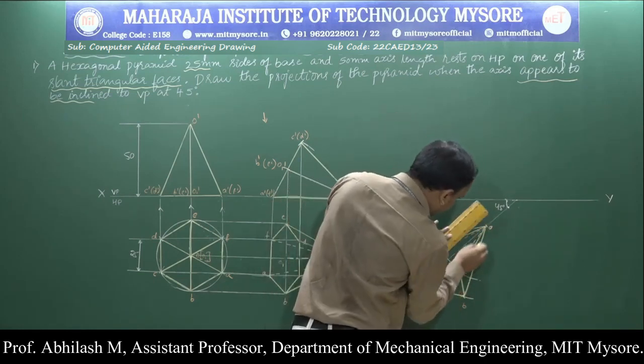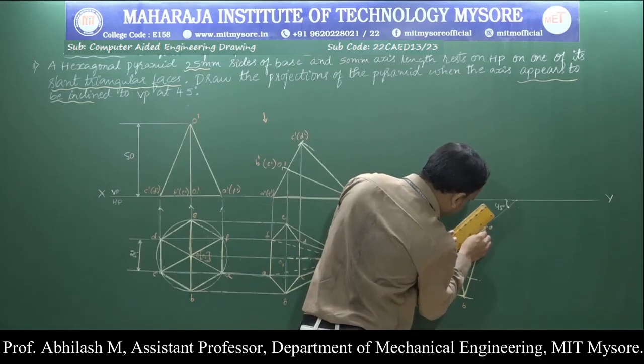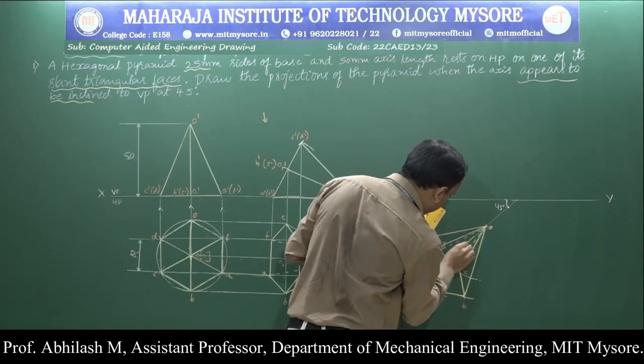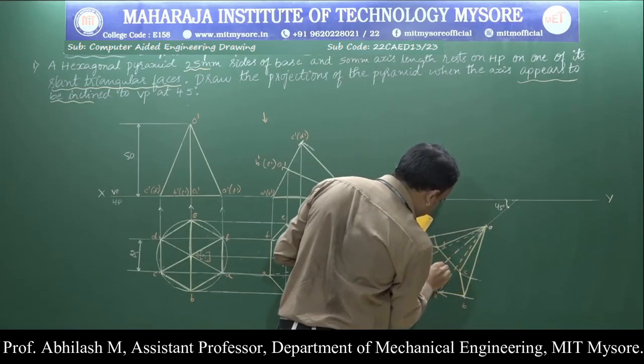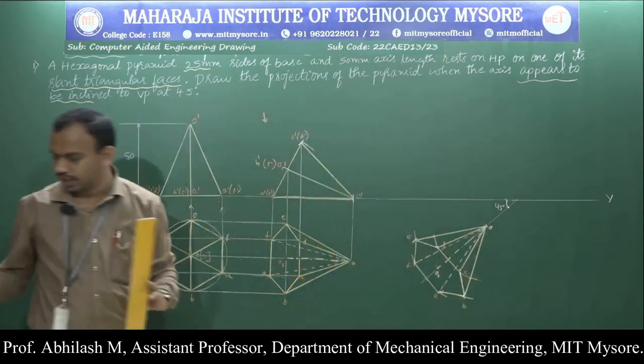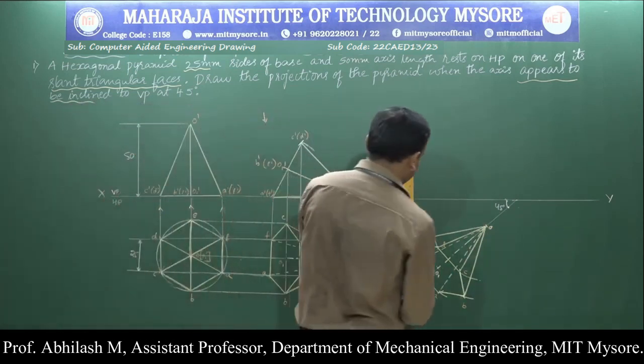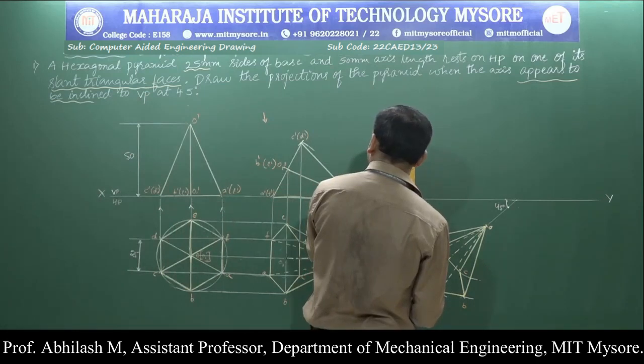Now the axis line is from O to O1. So we are supposed to represent the axis line. Now in order to complete the final position, we are supposed to draw the projection lines from all the corners. Starting from E, draw a line.